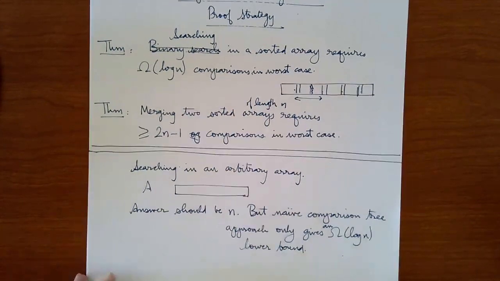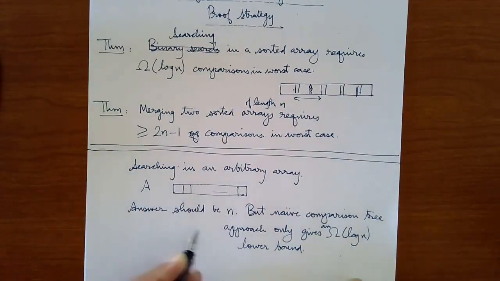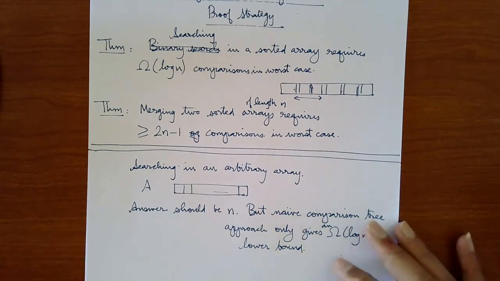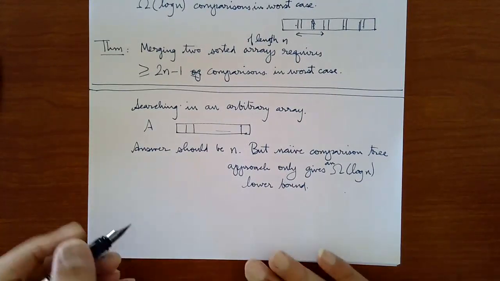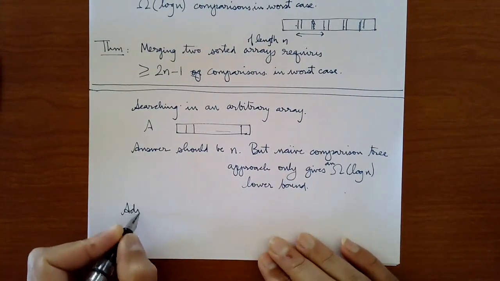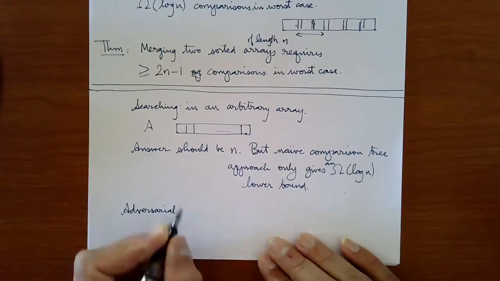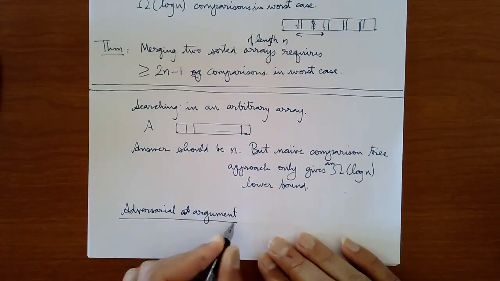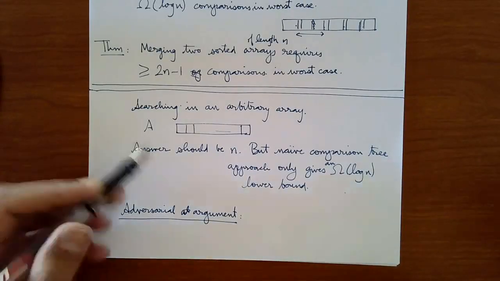Because it would say, well, okay, there are n possible outcomes. And so what you get is really the log of that. And so you might ask, how do you deal with a situation like this? How do you prove it? It seems kind of obvious that searching in an arbitrary array should take n comparisons. To prove this, there's a different style of argument called the adversarial argument.